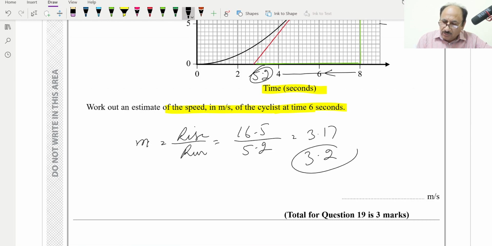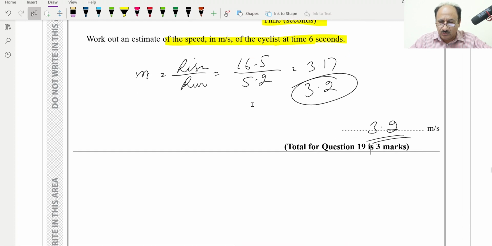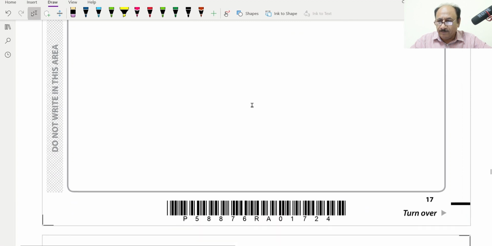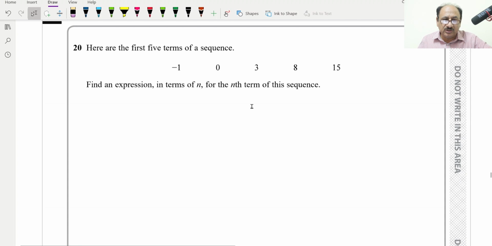So this should be within the range. The answer to these types of questions is always a range, so no need to worry, but your working and everything should be proper, and it should be within the range of accuracy. It should not be varying too much.